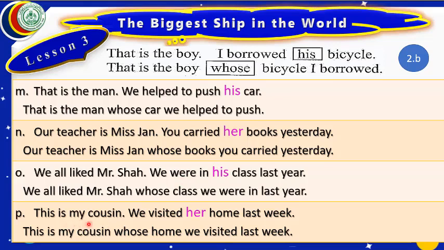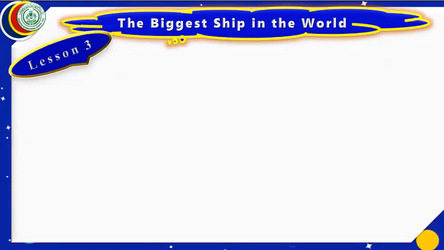As here is written, this is my cousin. We visited her home last week. In the middle we shall write whose. This is my cousin, whose home we visited last week. It will be done like this. Let us move forward.